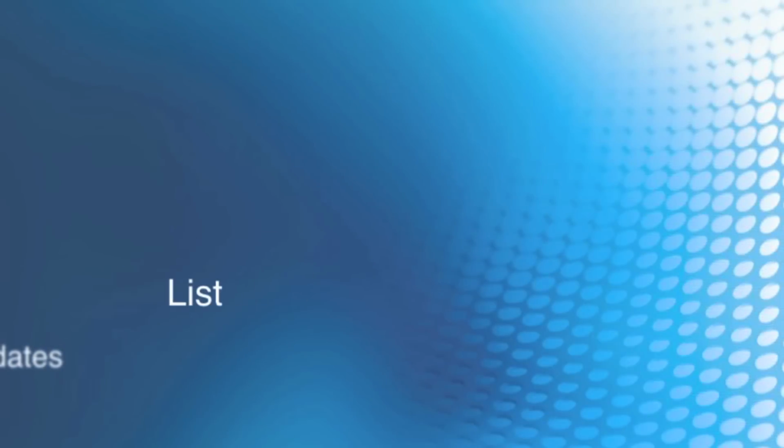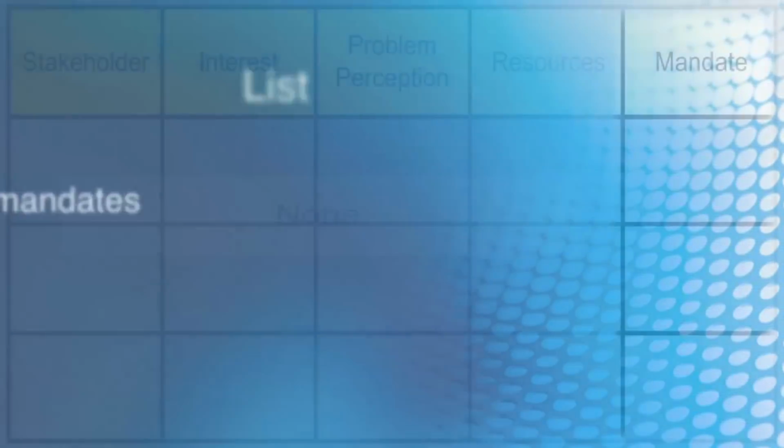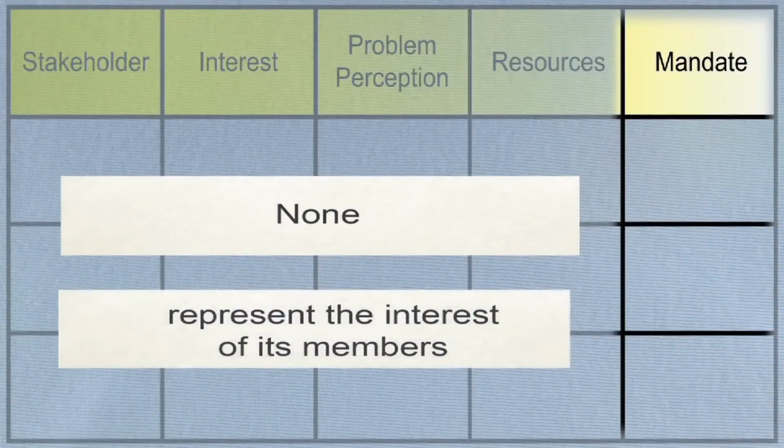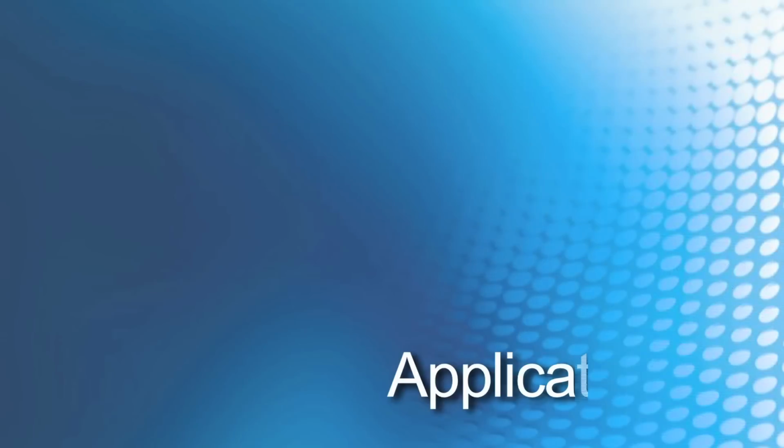Step 7. List the mandates. Mandates or formal authority that stakeholders groups have to carry out particular functions. Generally, population groups such as low-income groups, farmers, and women do not have mandates. Mandates are under column 5.